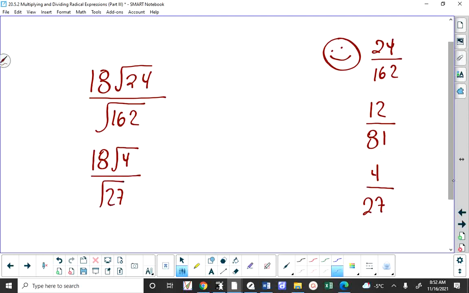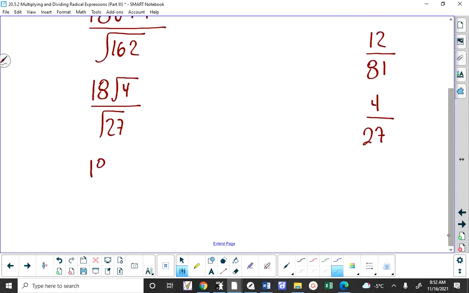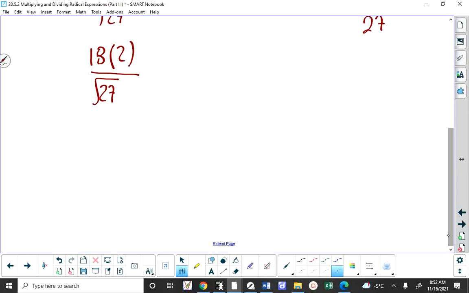Root 4 is 2, so we get 18 times 2 over root 27, which we can simplify to 36 over root 27, because 18 times 2 is 36. But we are not done, okay? We are not done because all radicals need to be simplified, and we do not want radicals in the denominator. We have two things to do. We have to clear the denominator of radicals, and we have to simplify that radical if possible.